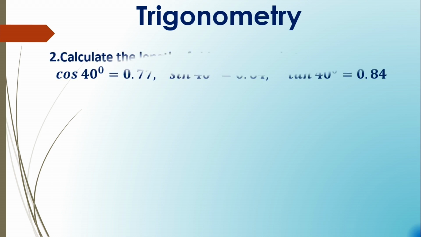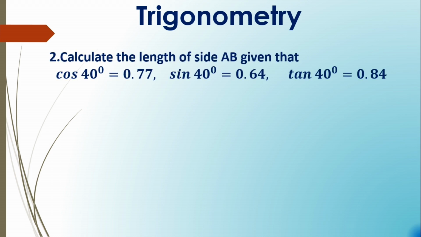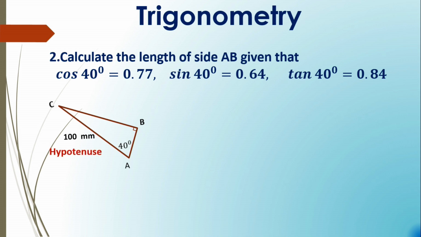Let's have a look at a second example where we are going to use trigonometric ratios to find an unknown side. In this triangle ABC, you are asked to calculate the length of the side AB. You are given AC equal to 100 millimeters. Again, we are going to analyze this triangle. We are going to write the given side and the side which you need to calculate. Here, it is the side AB, which is the adjacent side of 40 degrees.